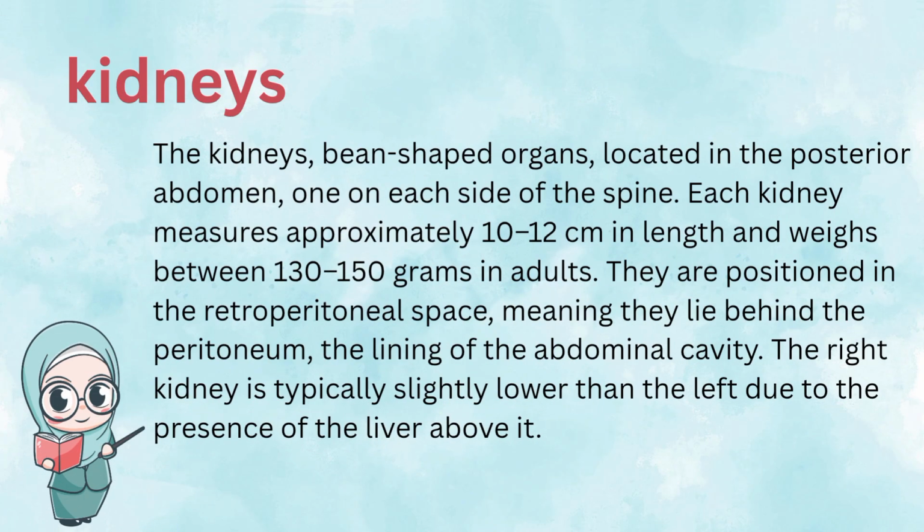Kidneys. The kidneys are vital, bean-shaped organs located in the posterior abdomen, one on each side of the spine. Each kidney measures approximately 10 to 12 centimeters in length and weighs between 130 to 150 grams in adults. They are positioned in the retroperitoneal space, meaning they lie behind the peritoneum, the lining of the abdominal cavity. The right kidney is typically slightly lower than the left due to the presence of the liver above it.